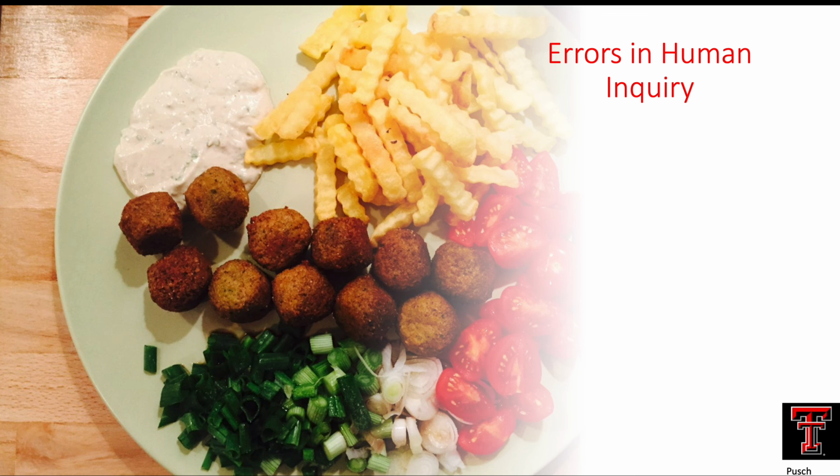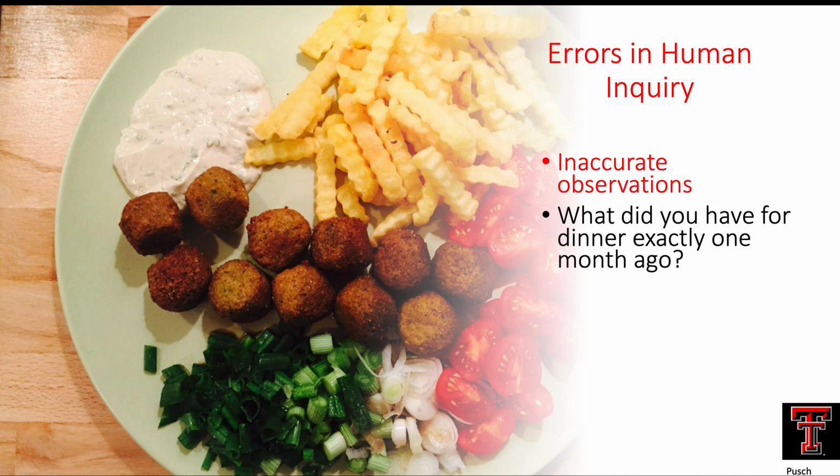Okay, and of course, people make errors. So we call this errors in human inquiry. One thing that happens is that humans make inaccurate observations. So, for example, if I asked you what you had for dinner exactly 1 month ago, you probably won't remember. You could probably make a pretty good guess because there's probably a few meals that you have quite often, but this would be an inaccurate observation because you're really just guessing about this.